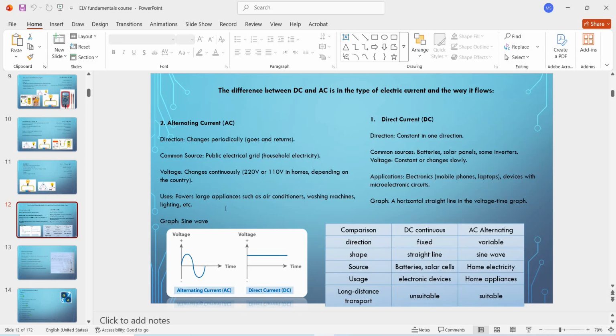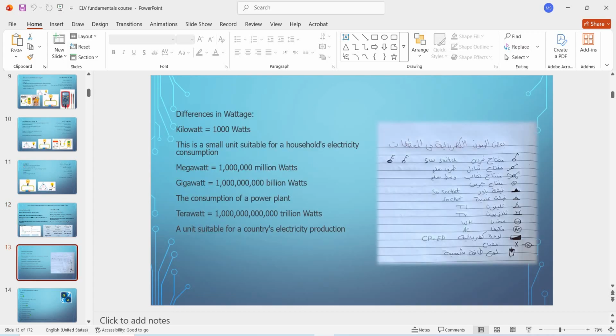Let's see the waveforms of the DC and the AC. As we see here, the AC, or alternating current, is like a sine wave. But here the DC is direct current. When you see this line, you have to know that it's DC, and if you see this sine wave, that means it's AC current. So this was simply the difference between AC and DC.